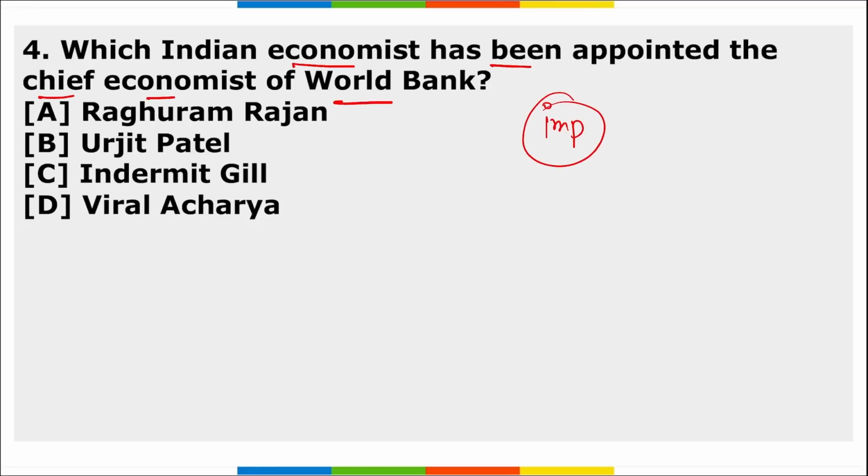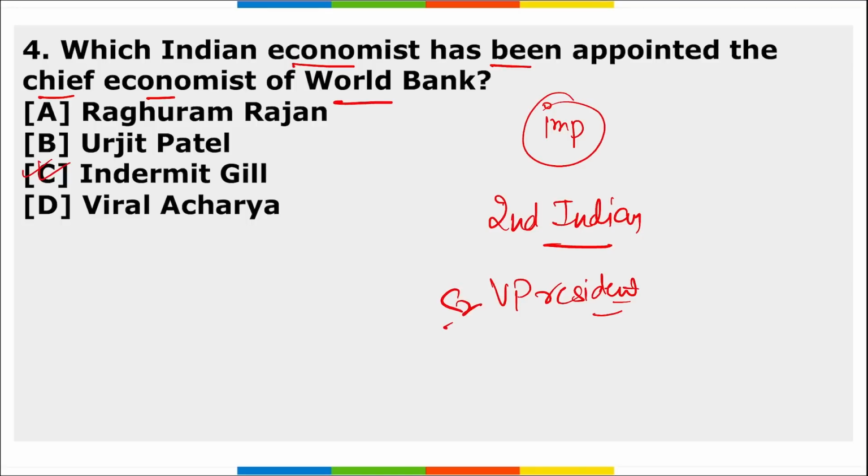We have discussed this yesterday. And who is he? He is the second Indian who has been appointed as the chief economist of the World Bank, and also he will be the vice president of the World Bank. He is Indermit Gill ji. Alright, Indermit Gill. He will be the chief economist and the senior vice president for development economics. Highly important, remember this.